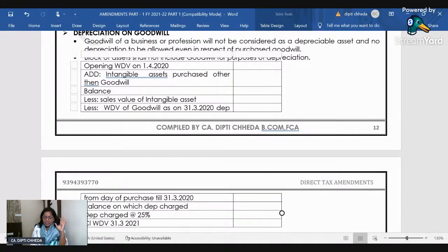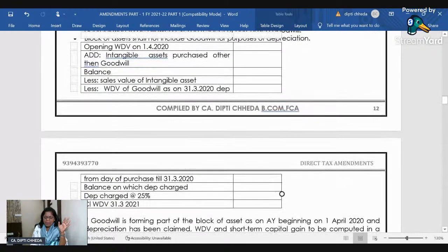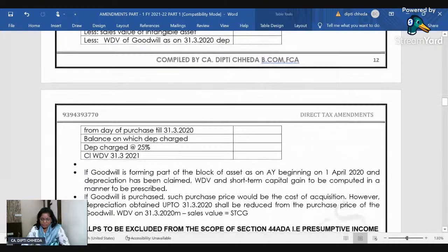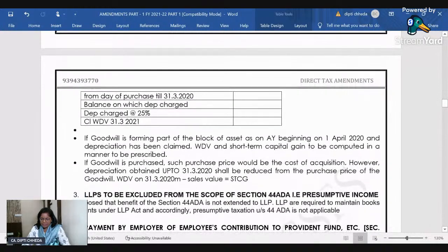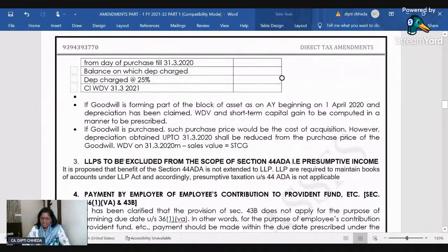financial year. So last year only, what is opening WDV, add all the purchases of intangible assets, balance minus sale value. This is important. Minus the WDV of the goodwill, you remove it, and on whatever balance you are getting, charge depreciation and continue. And when you are selling the goodwill, the purchase price would be the cost of acquisition. However, depreciation up to 31st March 2020 shall be reduced, and WDV on 31st March 2020 minus the sale value will be taken as short-term capital gain.